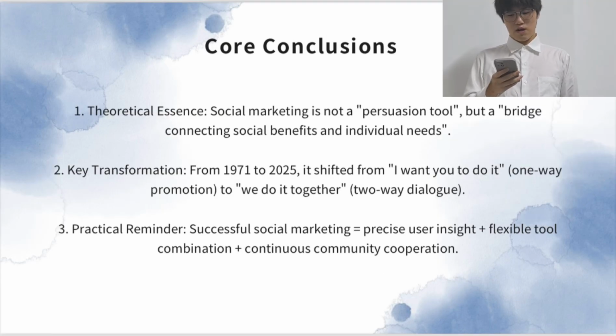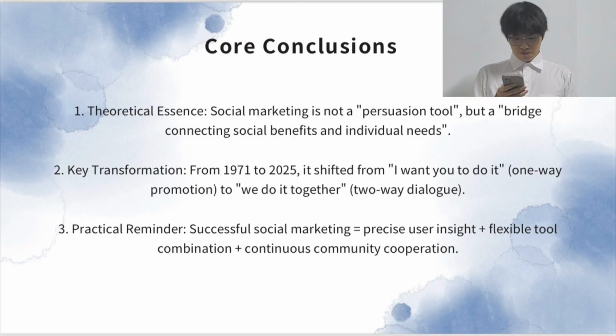So far, let's summarize the core points of today's talk. First, the essence of social marketing is not to persuade people to do things, but a bridge that connects social benefits and individual needs. Second, from 1970 to 2025, social marketing has undergone a key change from one-way pushing of "I want you to do this" to two-way dialogue of "let's do it together."